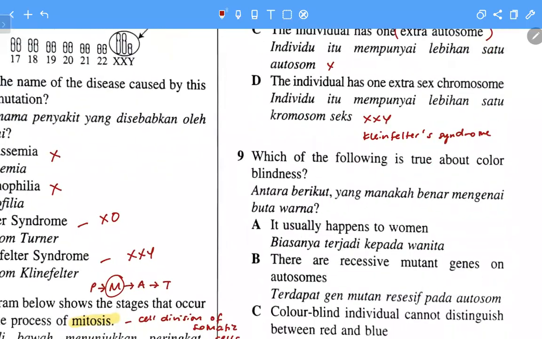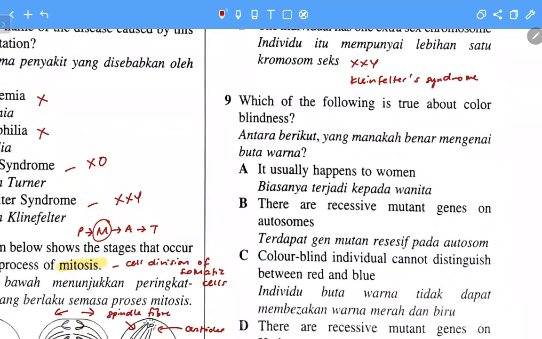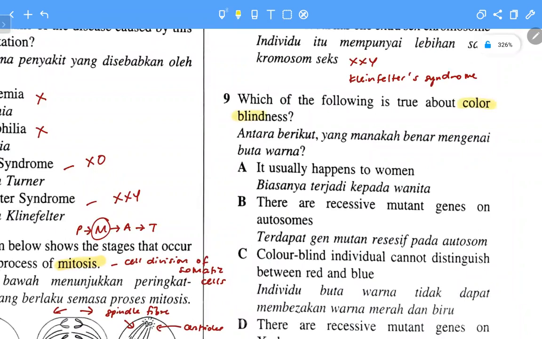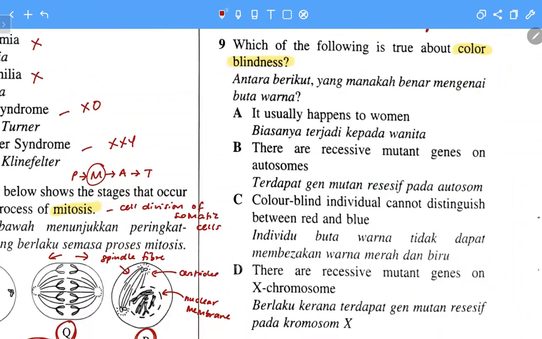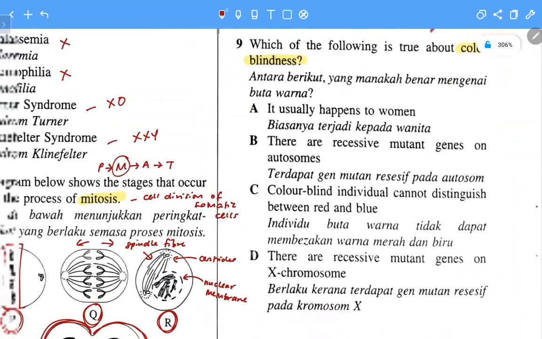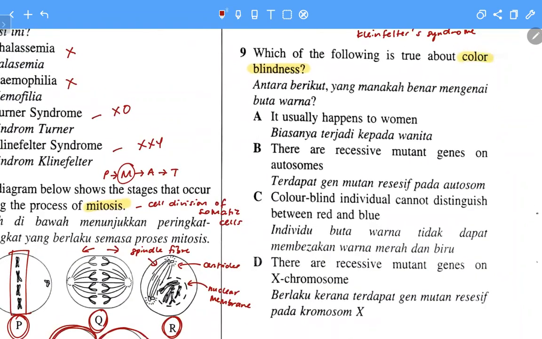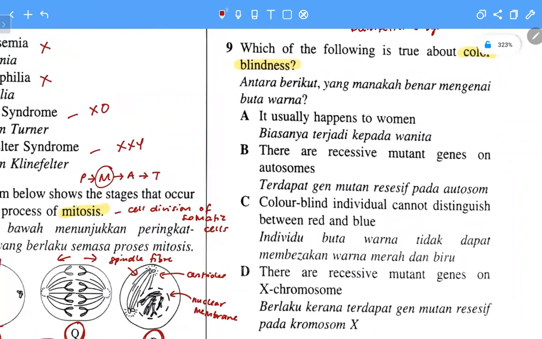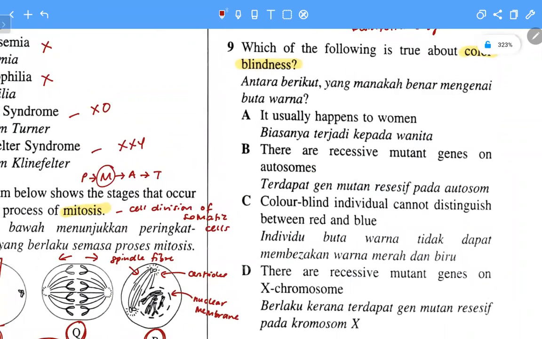Number 9, which of the following is true about color blindness? Like I told you before, there are two kinds of color blindness. The most common one is called red-green color blindness. So let's look at the answers. A: it usually happens to women. Is that true? I wouldn't say so. It is not usually happening in women. Let me just double check and see whether it's correct or not, because there are two types.